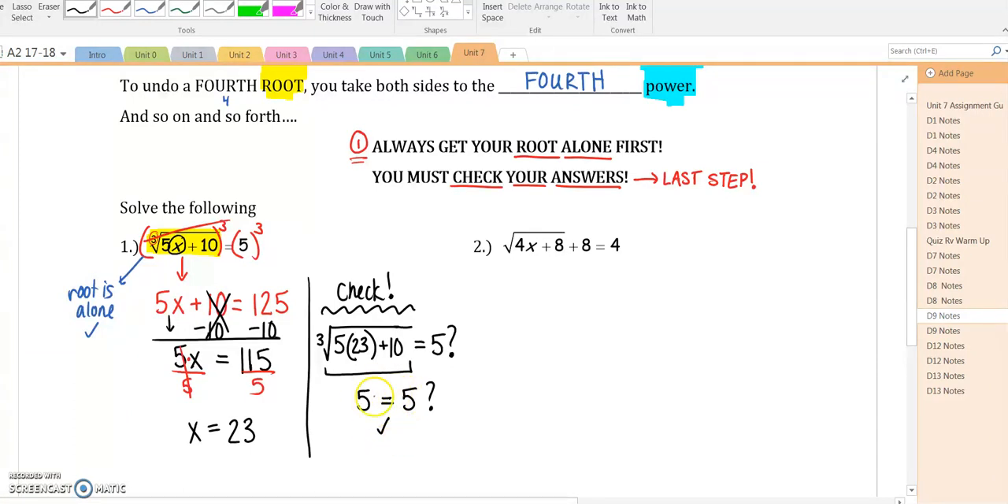So that's how we check. Since we got the same number on both sides, it worked. So now I can box it. That's my answer. Okay, same kind of thing in number 2.